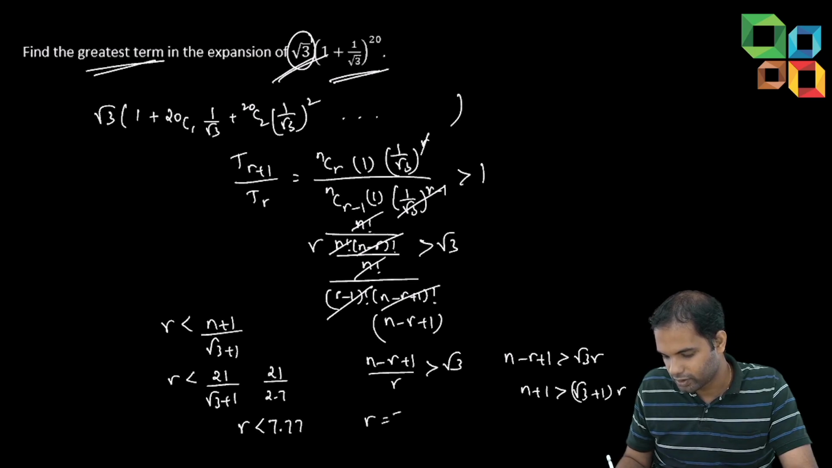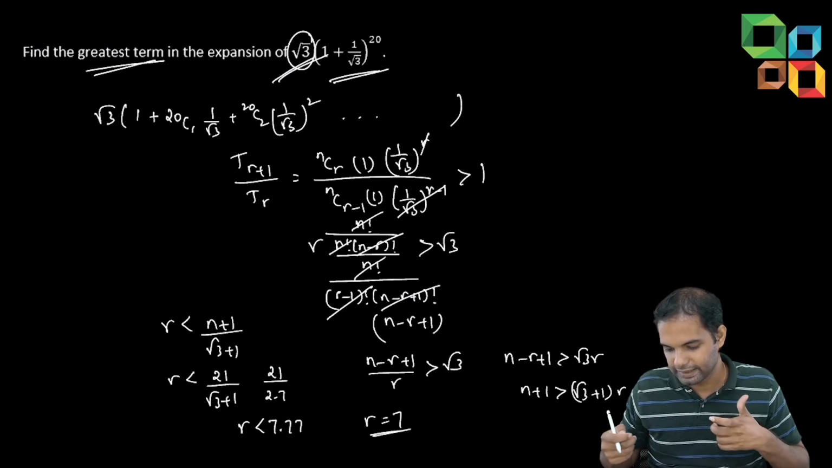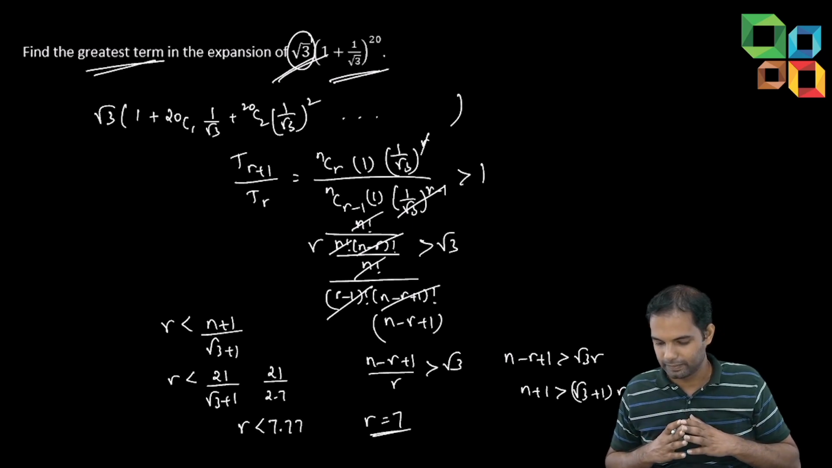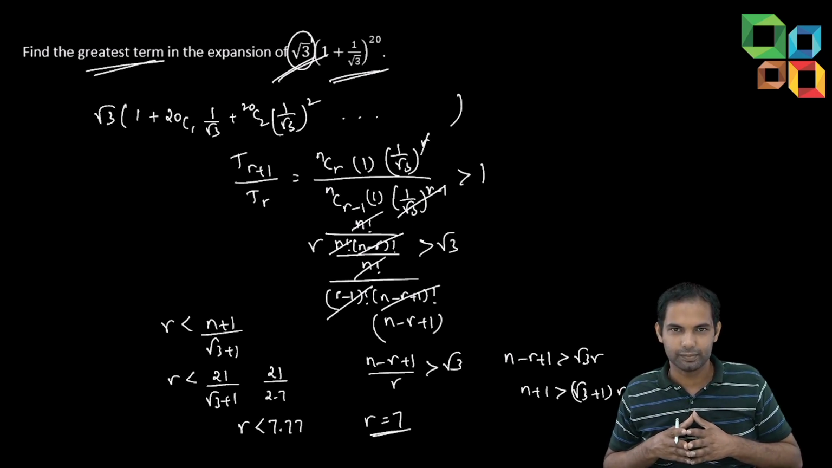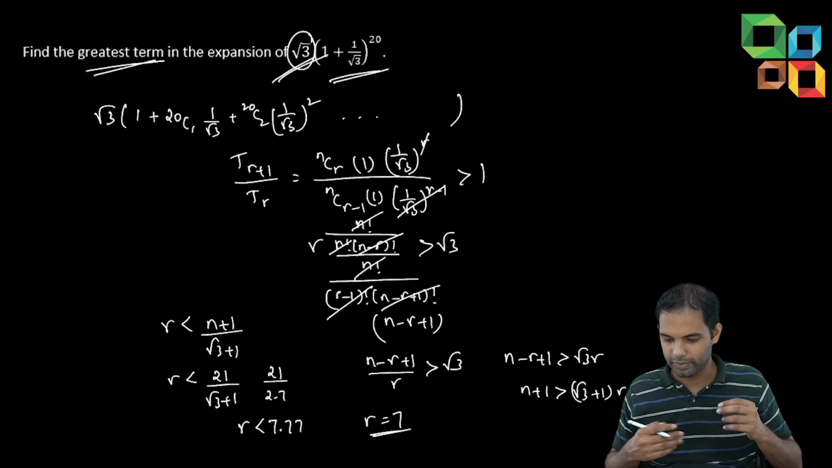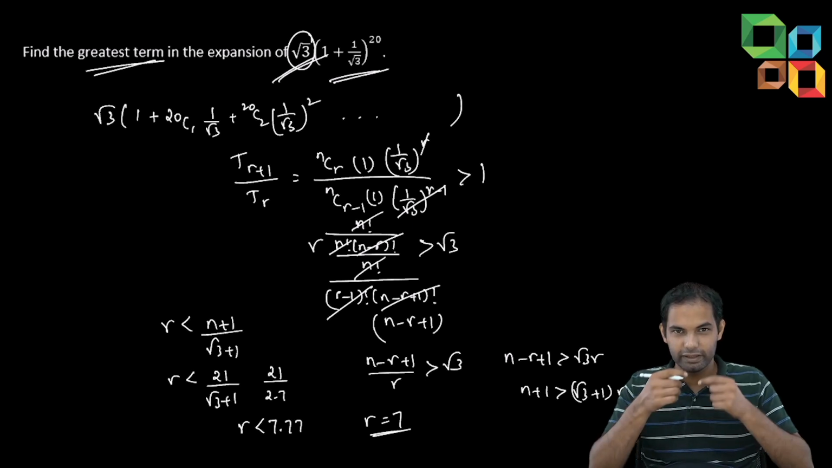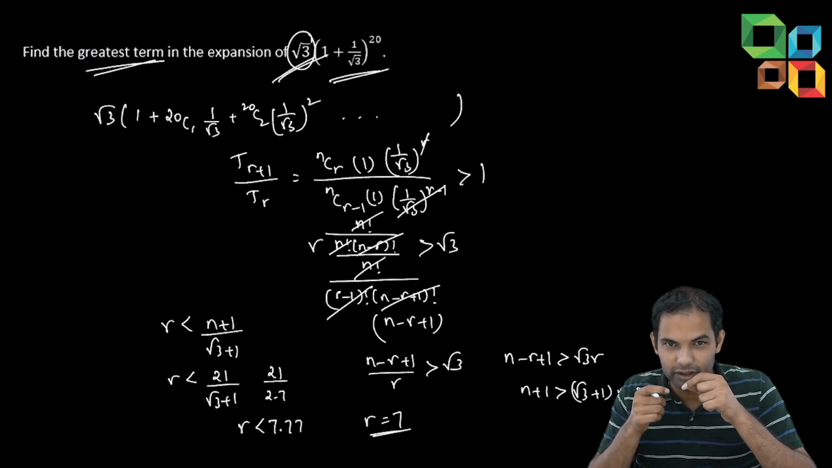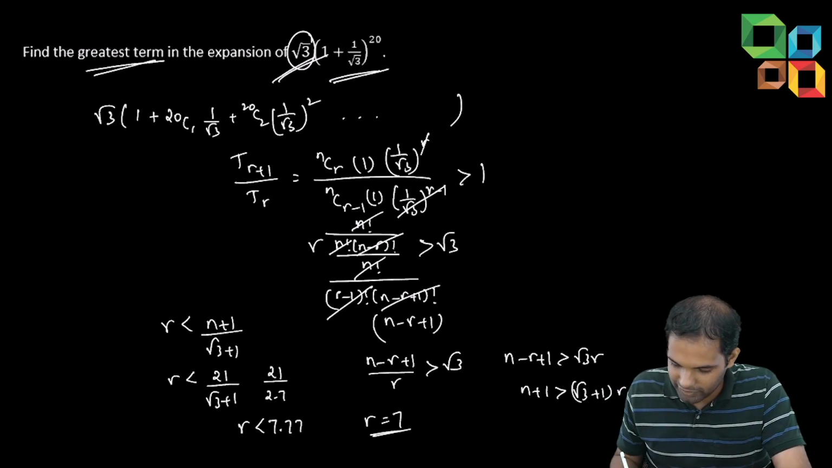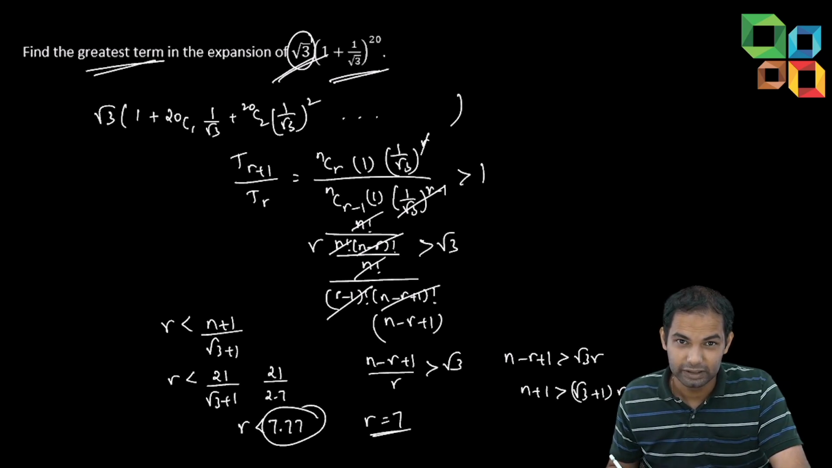So r must be equal to 7, the greatest term there. The greatest term will give you the value of r. To go lower, what will happen? It is not the closest value. By taking the ratio, what we got is the closest value. Obviously, r can't be this value to be maximum, but r should be equal to 7. That will be our answer.